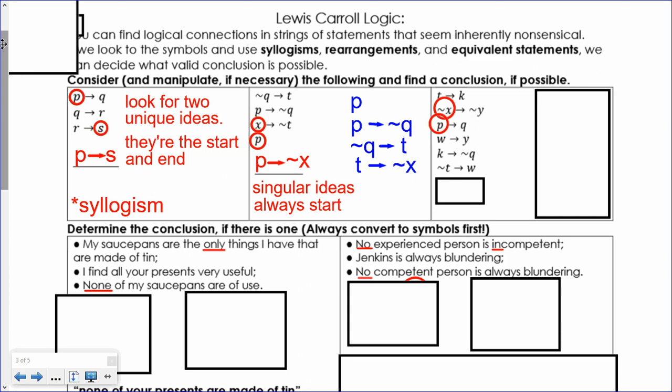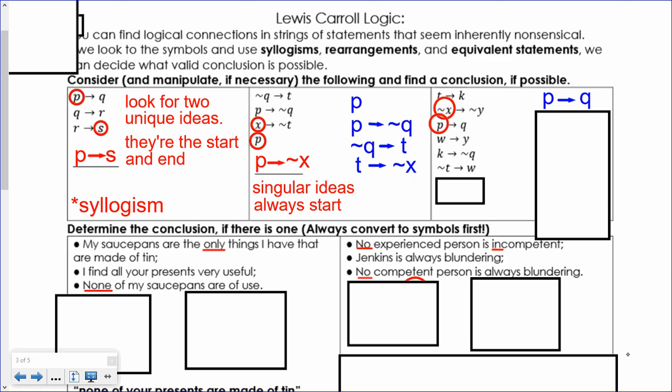Alright, so in here, I don't have any singular ideas. They're all if-then statements. I already circled them, but what are the two ideas that only show up once? The P and the squiggle X, or the X term. So those are the ones that only show up once, so those are going to be our start and our end. The best way to do this is to start with the one that's positive. You can technically still start with squiggle X, but it usually works better to start with a positive one. So I'm going to start with the line P to Q.